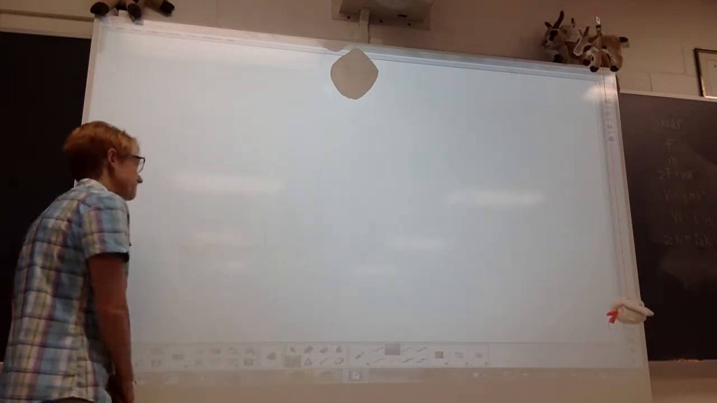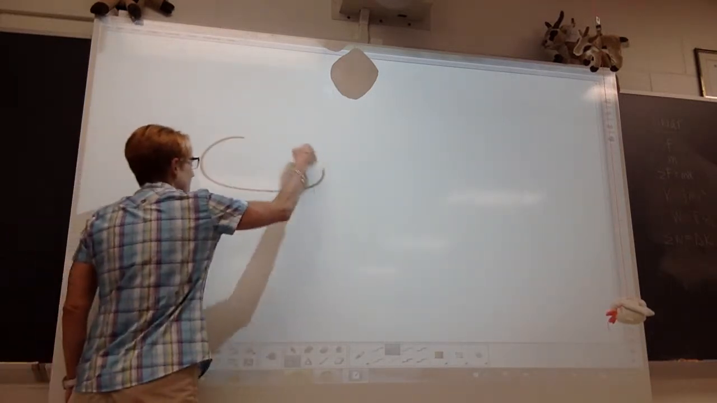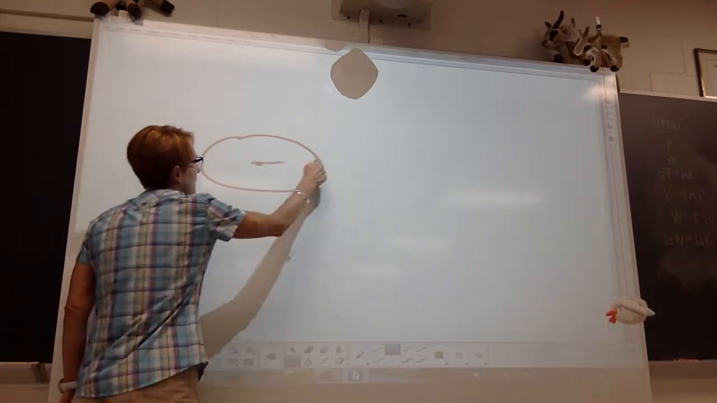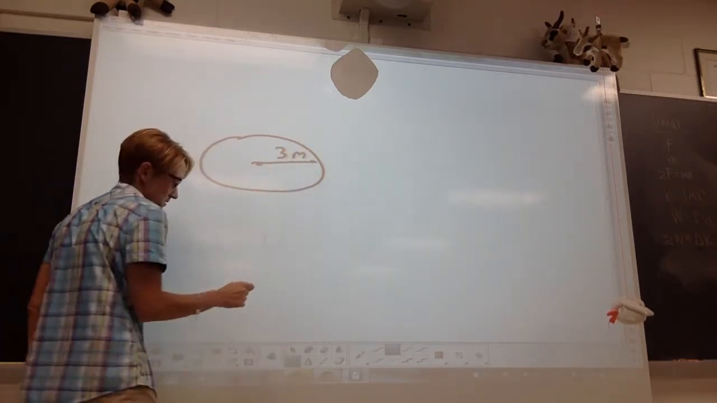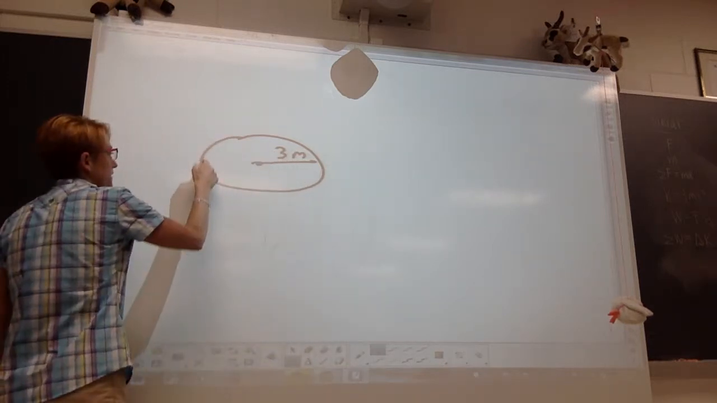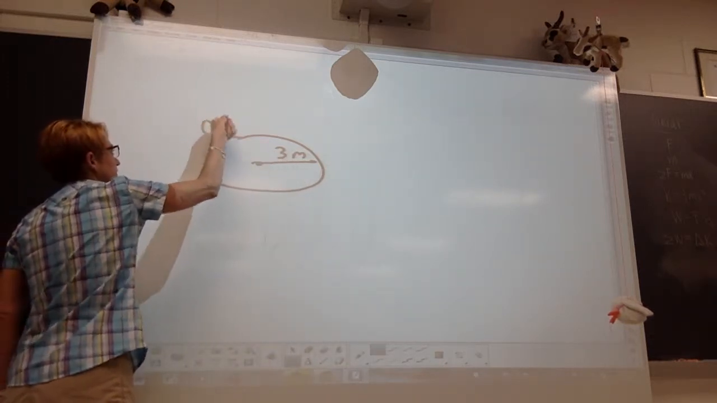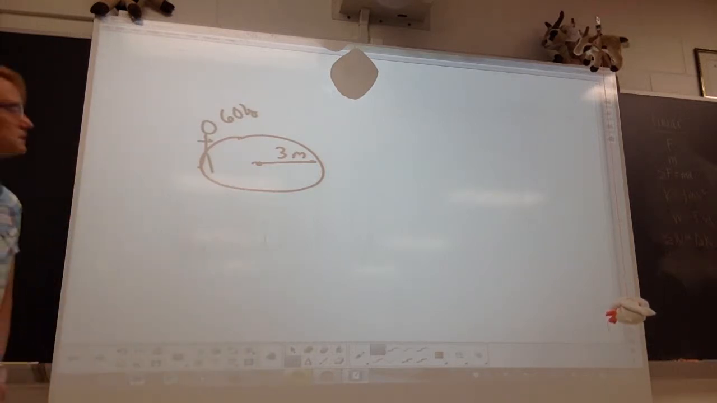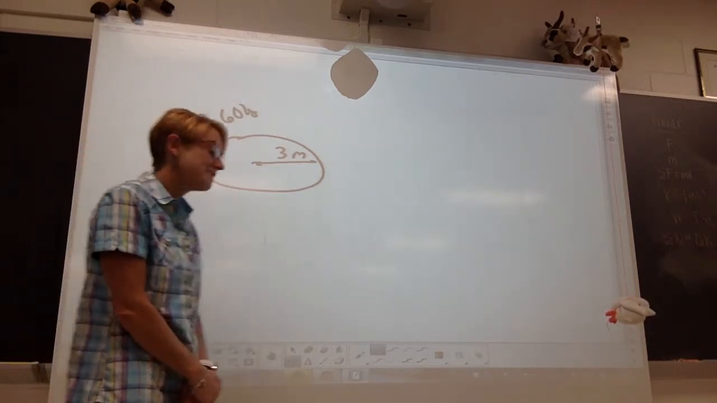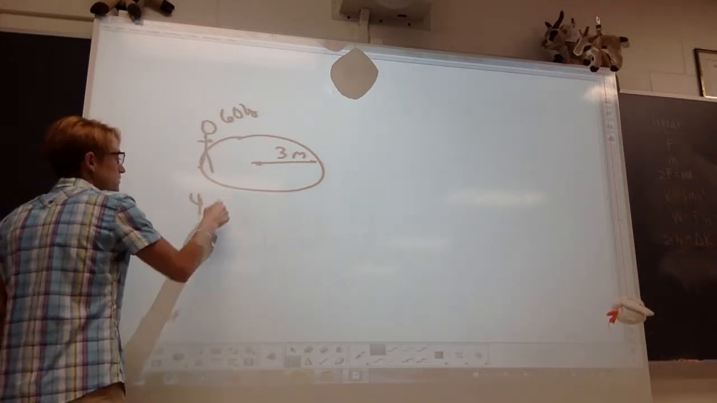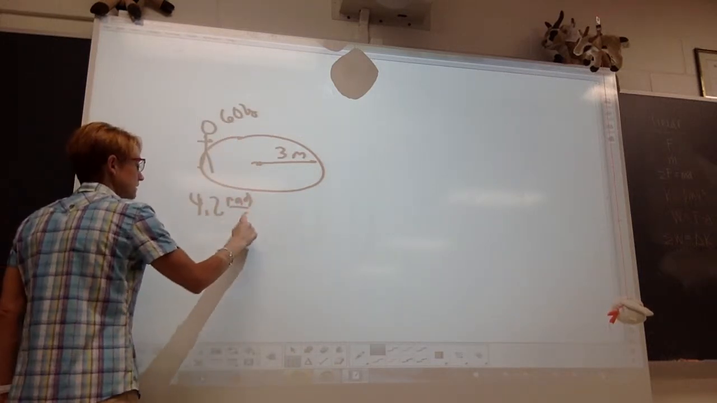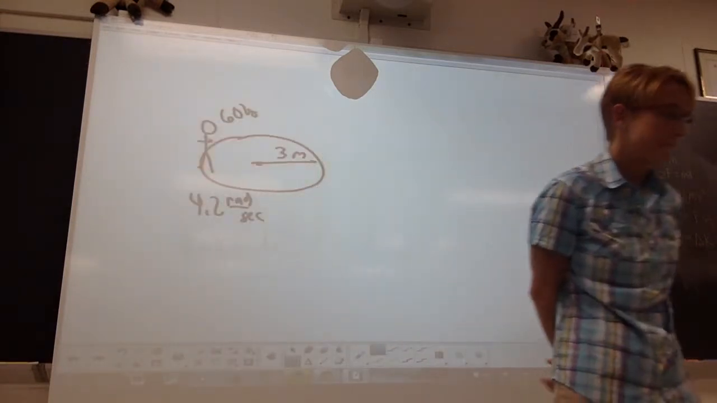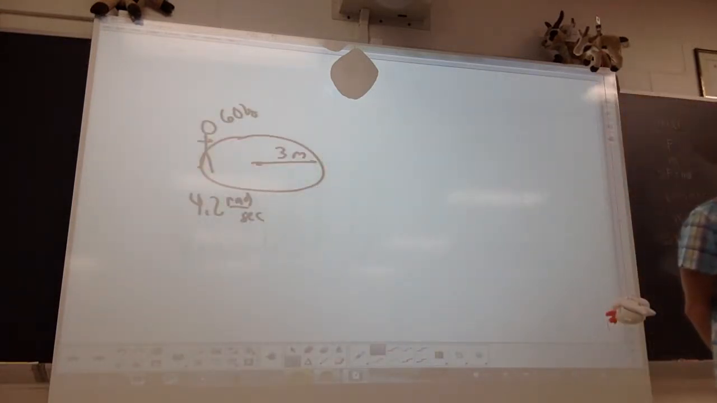All right. So let's say we have a merry-go-round. It's got a radius of 3 meters. And we're on our merry-go-round, standing here at the edge. We've got a mass of 60 kilograms. And we're having a good old time. It's rotating at 4.2 radians per second. Woohoo! Having a good old time.